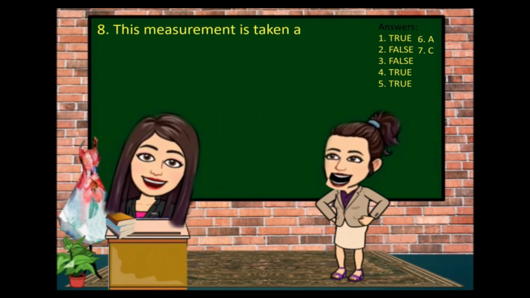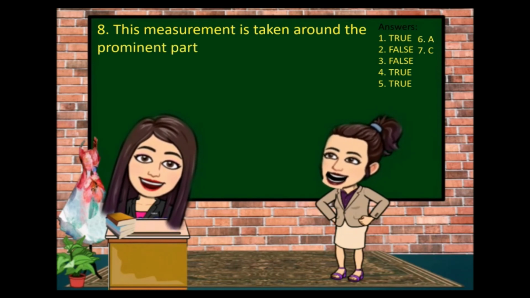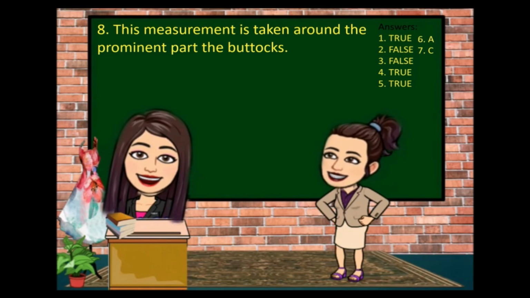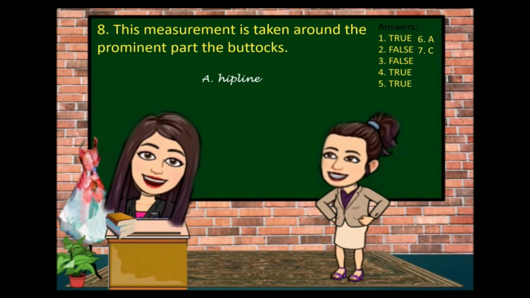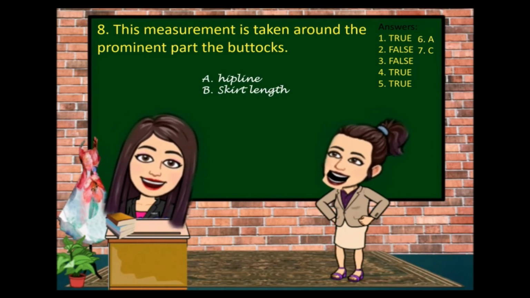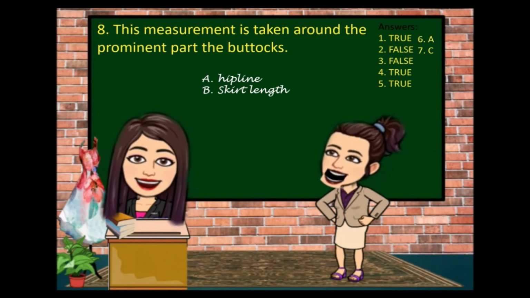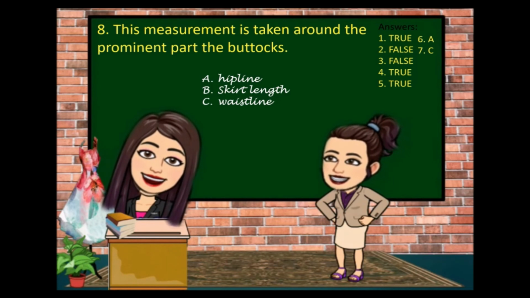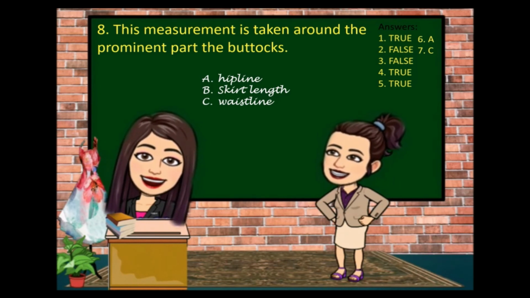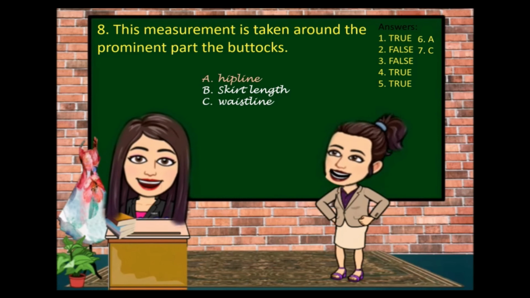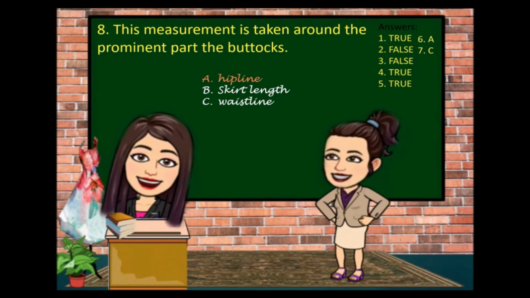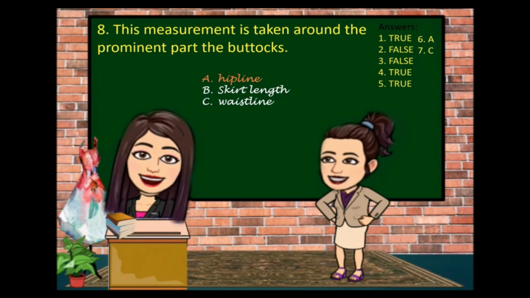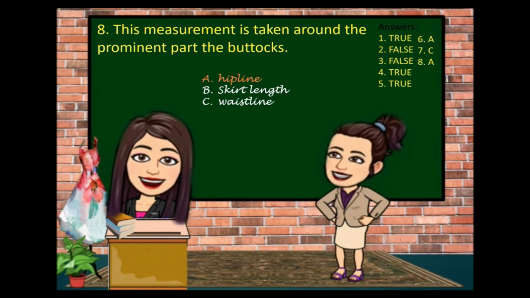Number 8. This measurement is taken around the prominent part of the buttocks. Letter A, hip line. Letter B, skirt length. Or letter C, waistline. Very good. The answer is hip line. Hip line is a measurement taken around the prominent part of the buttocks.